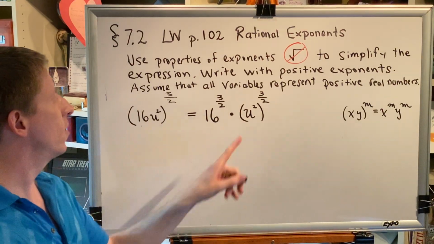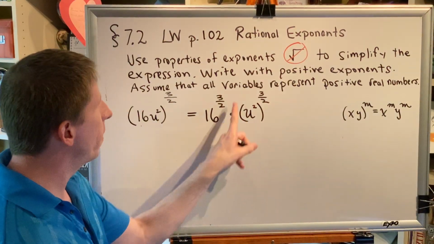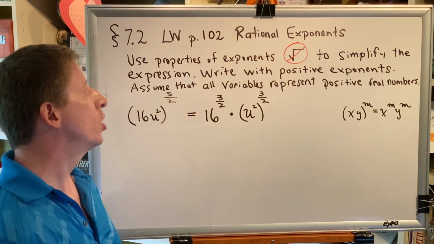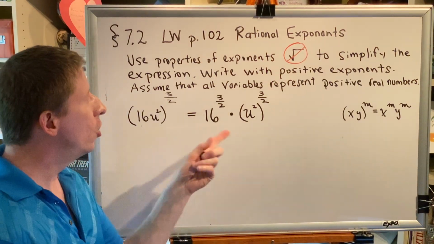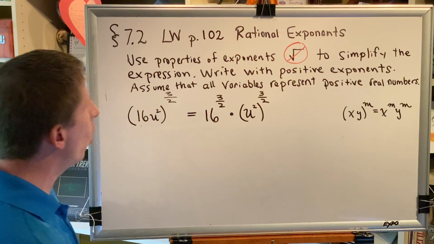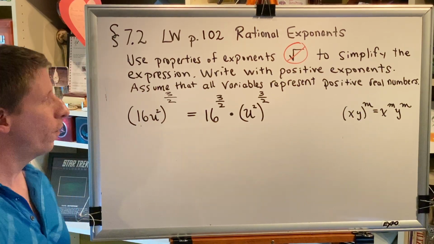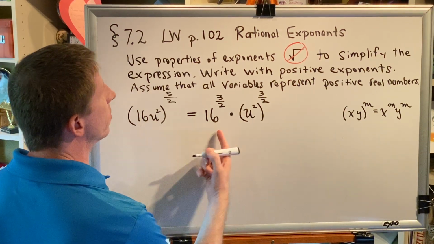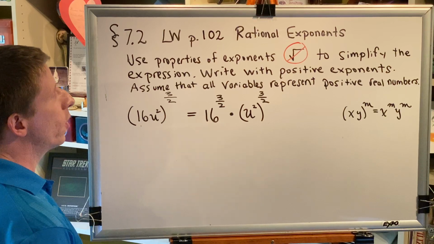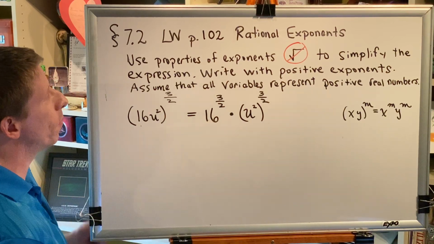Notice the use of parentheses around the u squared because we want the entire exponential expression to be raised to the 3 halves power, not just the 2. Okay, now we have to attempt to simplify each of the 2 pieces of this problem. Let's go to our side workspace and start working on this number first.